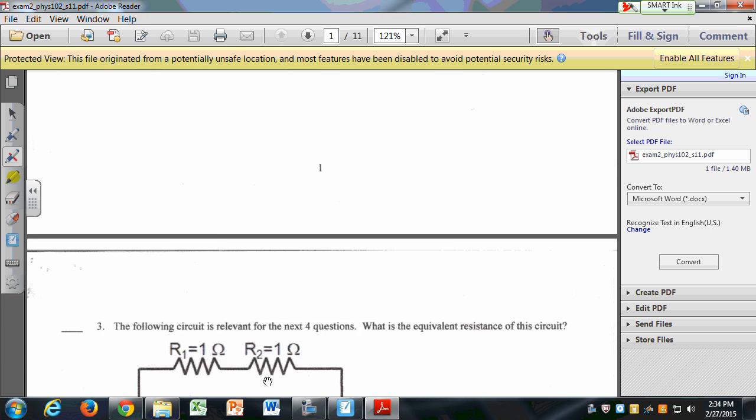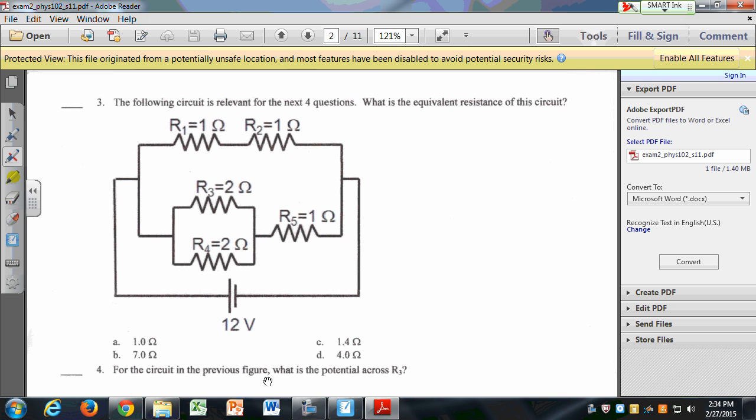I don't even know how to do that. Yeah. Well, let's try this one. All right, this one looks complicated, but it's not terribly complicated. I want to know what is the equivalent of this.